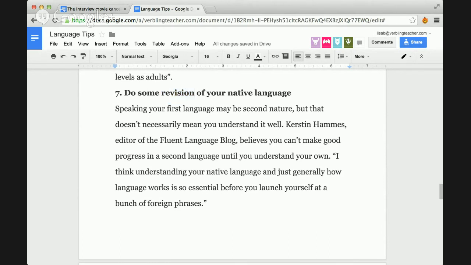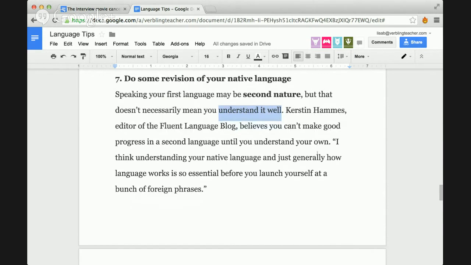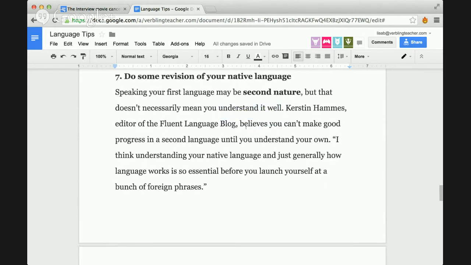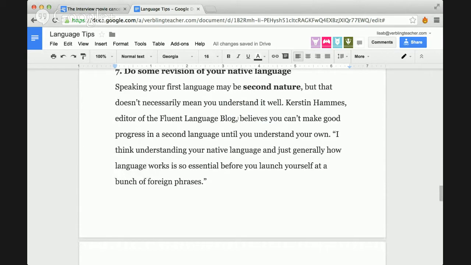Let's see. Speaking your first language may be second nature. If something is second nature to you, it just means you don't have to think about it. It comes as natural to you. So when you think about speaking your first language, you don't have to really think about it. You don't have to think, oh, should I use a phrasal verb here? What preposition should I be using? You just know already. But it doesn't necessarily mean you understand what's happening, like you could explain it to somebody who's learning, or give a reason why you used this preposition or this verb. Some languages do have some rules. Sometimes they don't always work, but we do have rules.